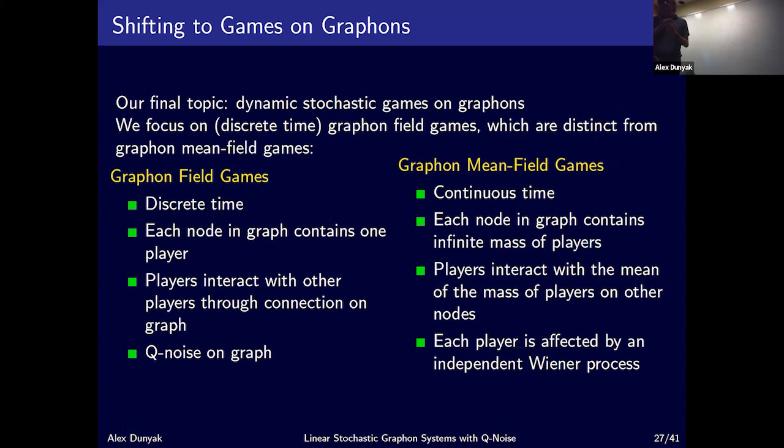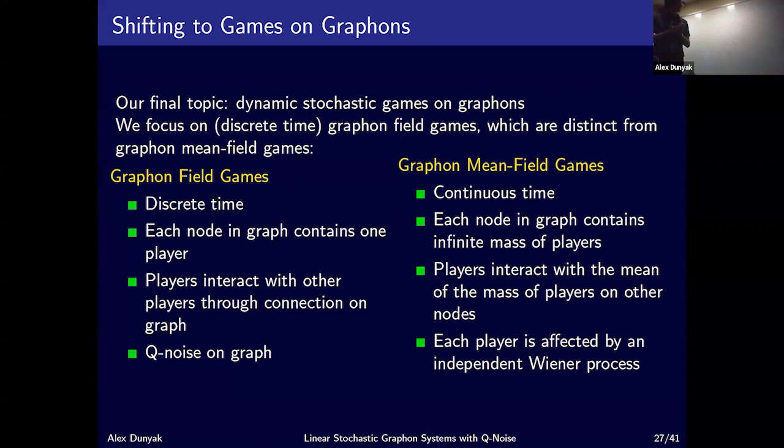So our final topic is we're going to talk about these dynamic stochastic games on graphons. So we're going to move to discrete time graphon field games, which are distinct from the graphon mean field games that Peter's lab has been working on the past few years. So graphon field games, here they're discrete time. Most notably, each graph contains one player instead of interacting with the mass of players at the other nodes through the graph.